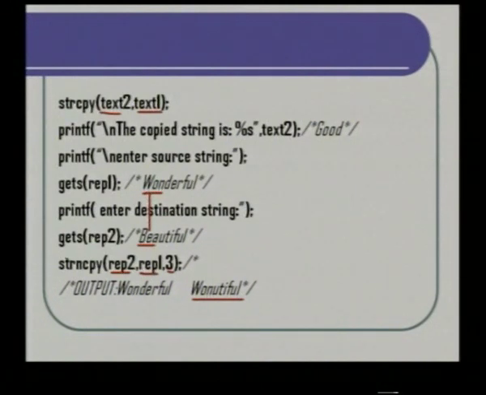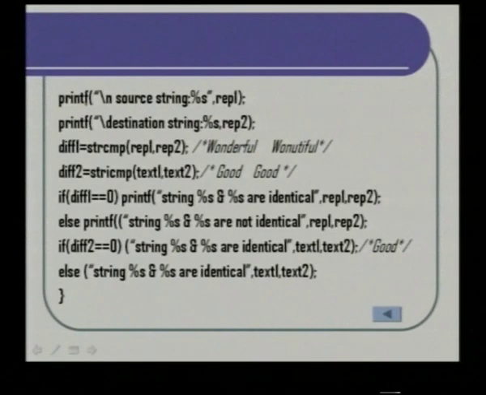Here the output will not be displayed, it will only be copied. If you want to explicitly see the output, you have to give a printf statement and you have to display it. So that is what I have done over here. I am printing the source string and the destination string, rep1 and rep2. So now I can see whether my string function has done its work.